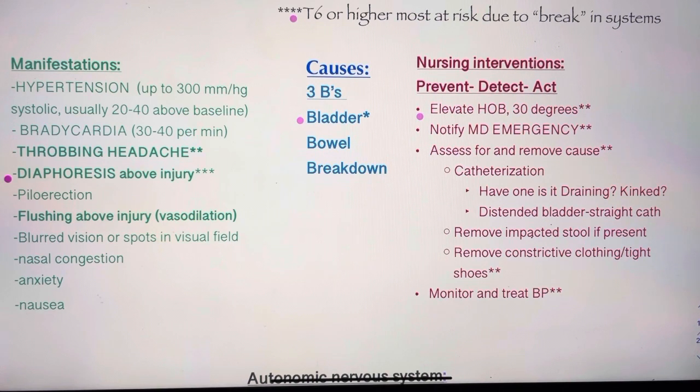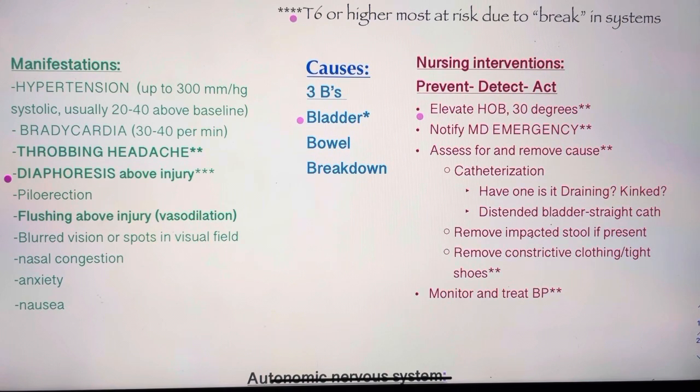So when you think of this autonomic dysreflexia, you want to think of the causes being the 3 B's, and that could be bladder, bowel, or breakdown. So remember, it's an irritating stimulus. It's something that's saying, hey, I'm irritated, I need to relieve this. So it's either going to be that they have to use the restroom, either go number 1 or 2, or their skin is breaking down, their clothes might be too tight. These are all things that your brain would try to tell you to fix, but it can't. So the manifestations are going to be different in these patients.